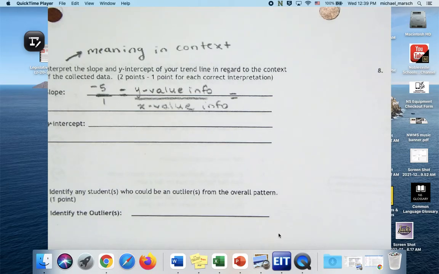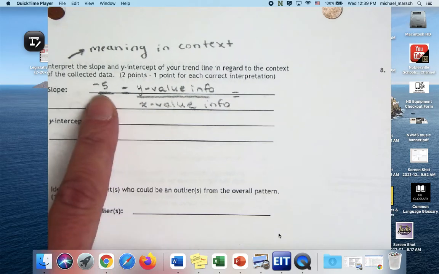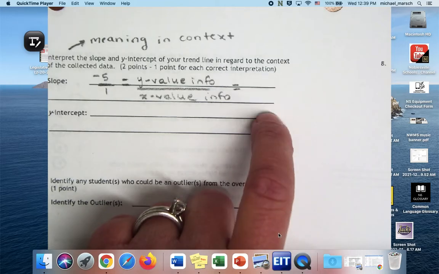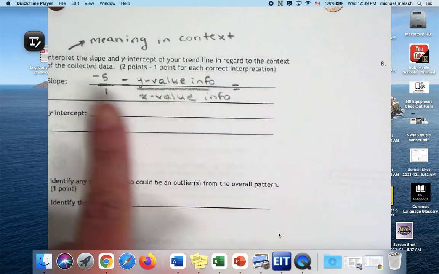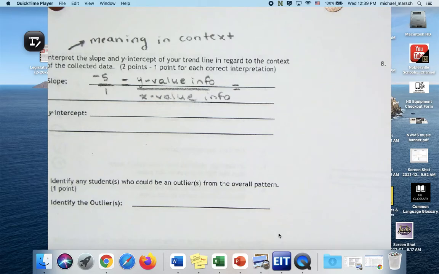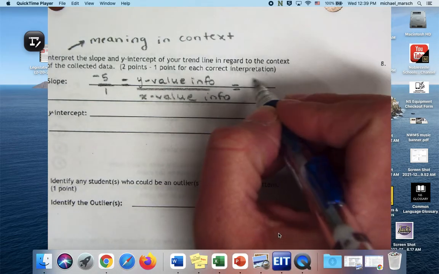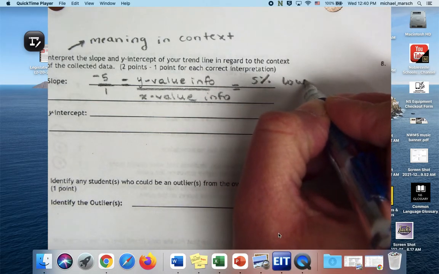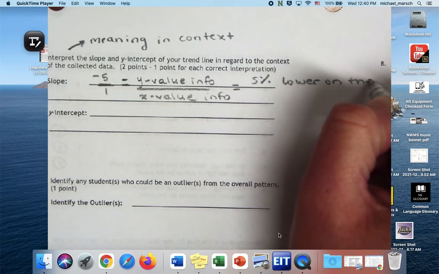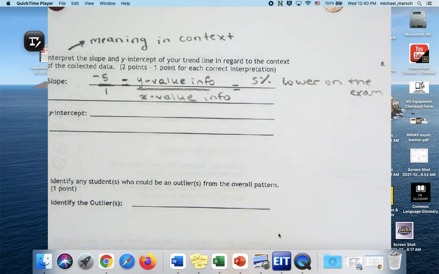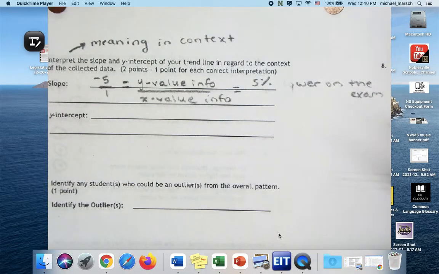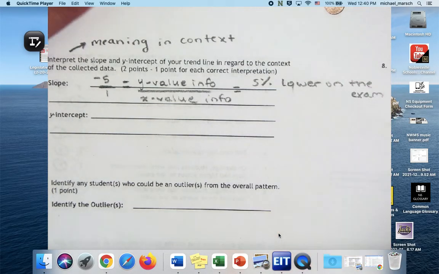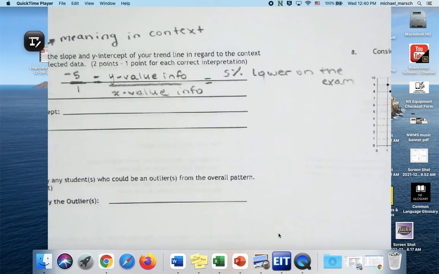What's the title of my y-axis? Grades on the exam. So if I have a -5 and it relates to my y value, how can I put that into words? What does this -5 stand for? By what? 5% lower on the exam, right? And I said lower because the grades are dropping and it's a negative. If the grades had been higher, if it was increasing, it'd be 5% higher.